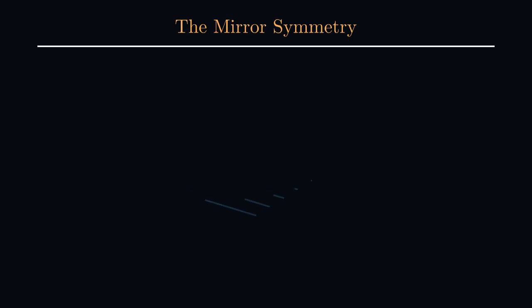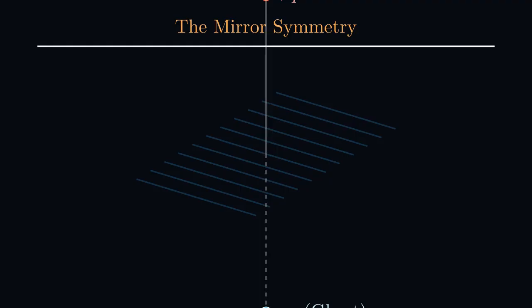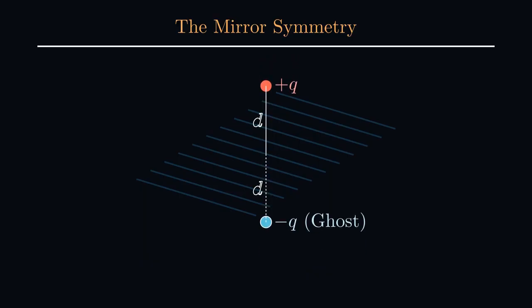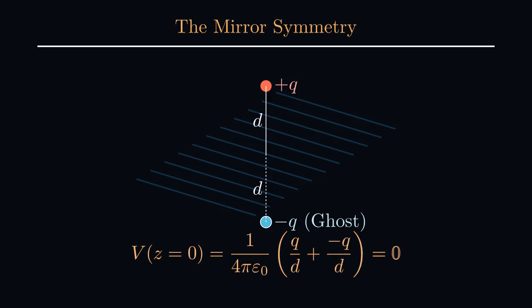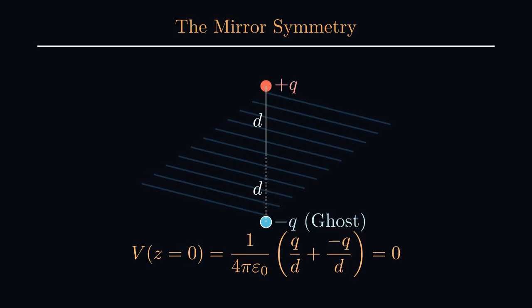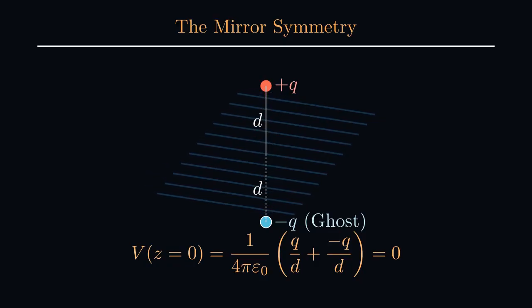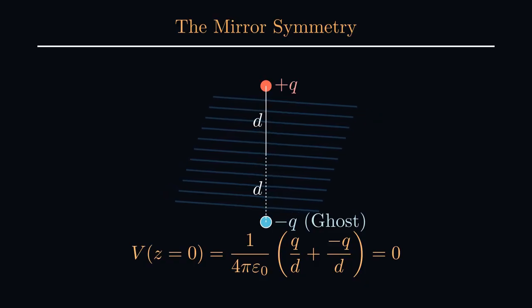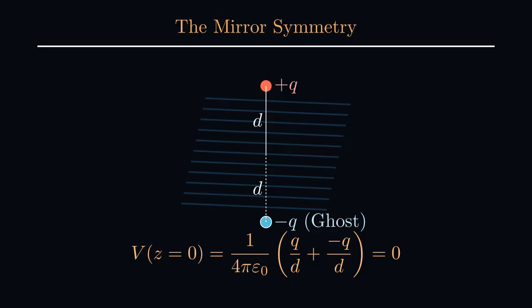Think about the perfect symmetry of a reflection. If you place a positive charge plus q at a distance d above an infinite grounded plane, the geometry suggests a mirror image. If we remove the metal plate and instead place an imaginary negative charge minus q at a distance d on the opposite side of the boundary, something remarkable happens. At every single point where the plate used to be, the potential from the real charge and the potential from the image charge cancel each other out perfectly. By replacing a complex physical object with a single point of symmetry, we have simplified the math by orders of magnitude. But can we really trust that this imaginary setup describes the real physical world?